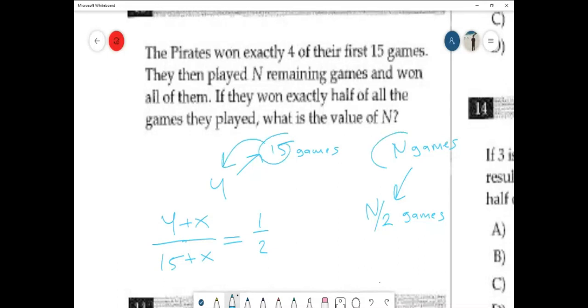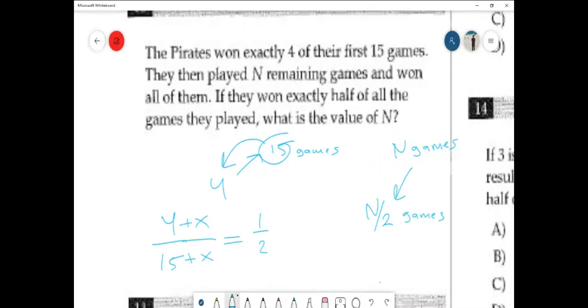When I add some games to my played games, that means the ratio will get 1 over 2. When I play 15 games, it was 4. But when I play n games, let's say this is n games, this one will be n over 2. So that means the ratio is 1 over 2. So I will multiply it. It will be 8 plus 2x.